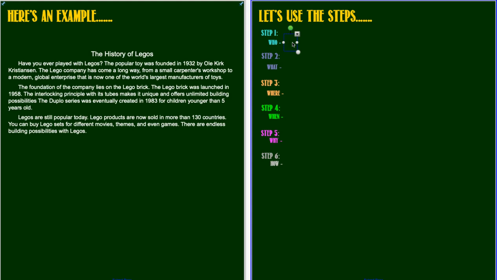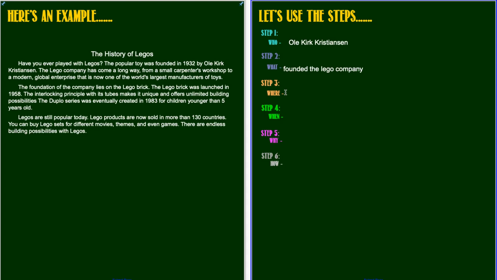So I know that if I look in the first paragraph, the person who started the company was Ole Kirk Christensen. Okay, that's my who. I don't need to write a full sentence at this point because I'm just doing an outline to answer my 6 questions in 5 words or less. This time I have 3 words. Step 2 is what? Well, what did he do? He founded the Lego company.